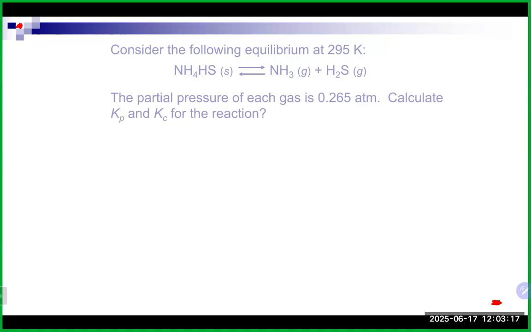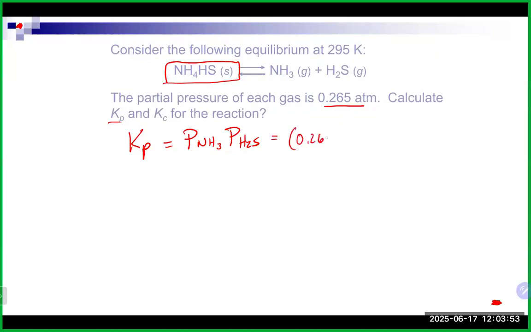Okay, so let's take a look and see. Once again here, we want to think about the information given to us as to where a good starting point would be. Here I am given some pressures, so Kp seems like the good one to go after first. So we'll start with our Kp expression. We're going to go partial pressure of NH3 times the partial pressure of H2S. Here, this guy is a solid, so we will not include it in this expression. Each of the gases are 0.265, so basically 0.265 times 0.265.